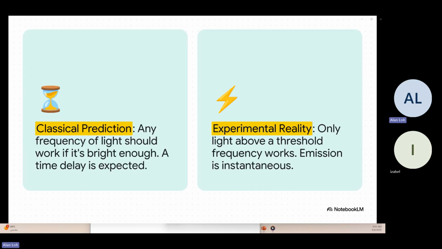Here we go again. The classical wave theory just completely fell apart. It predicted that any light, as long as it was bright enough, would eventually build up enough energy to knock an electron out. But the experiments showed something totally different. Below a certain threshold frequency, nothing happened. You could shine the brightest light in the world on it, and not a single electron would budge. And even weirder, when it did work, the electrons flew off instantly. No delay.